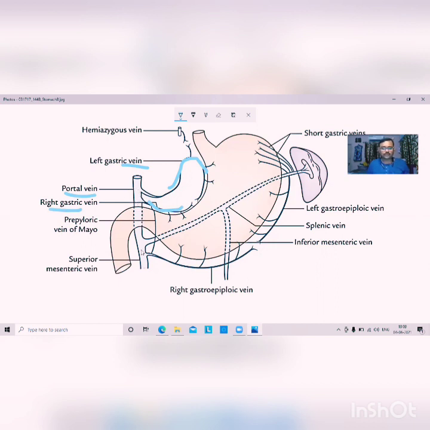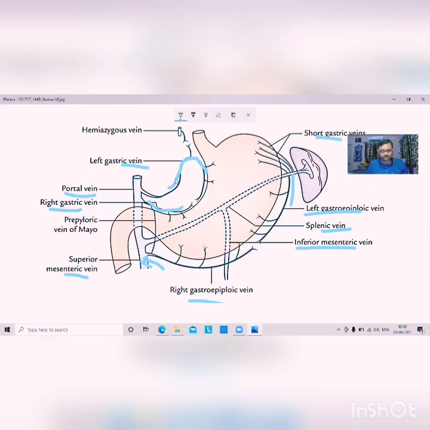Now, this portal vein is formed by two veins, that is the superior mesenteric vein and the splenic vein. The splenic vein and the superior mesenteric vein unite to form this portal vein. Into the splenic vein, the short gastric vein drains, and also the left gastroepiploic vein drains; the inferior mesenteric vein also drains. Now, the right gastroepiploic vein drains into the superior mesenteric vein. So, this is the venous drainage of the stomach.